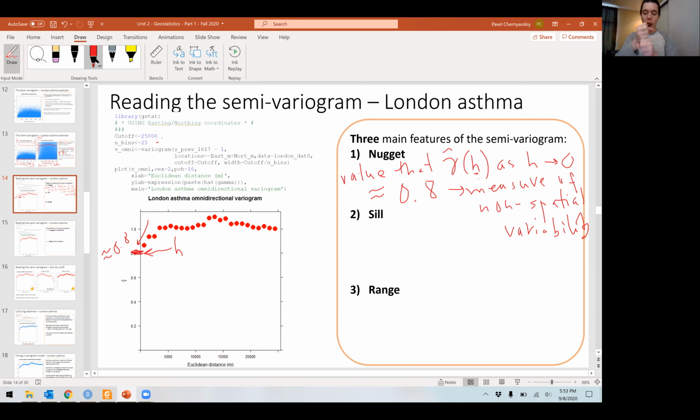So the nugget is actually a pretty useful little quantity. We said that the total variance is the sill, and that's 1. We also know this to be a fact, based on the fact that we're dealing with z-scores. The nugget is the non-spatial variance.